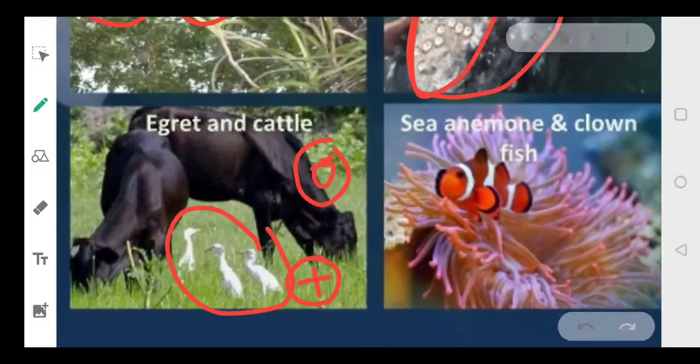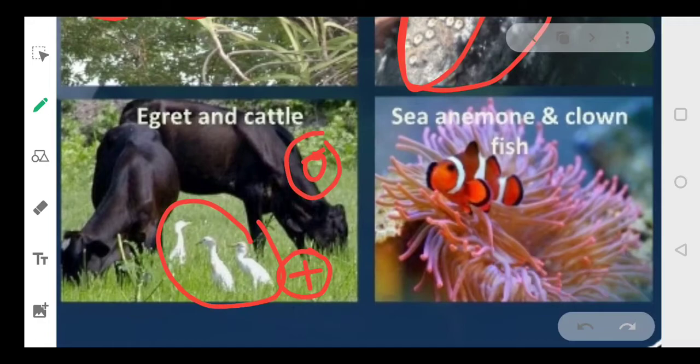The last that we see is the relationship between the sea anemone and the clownfish. Now in this case, the clownfish hides into the tentacles of the sea anemone, it hides itself from its predators. So the clownfish gets benefited because it gets protection, while the sea anemone remains unaffected due to the presence of it.